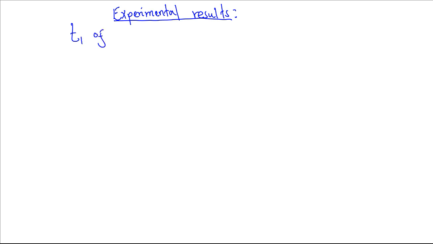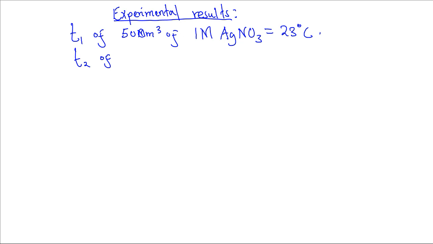T1 of 50 cubic centimeters of 1 molar silver nitrate is equals to 23 degrees Celsius. T2 of another solution, that is 50 cubic centimeters of 1 molar sodium chloride is equals to 25 degrees Celsius.